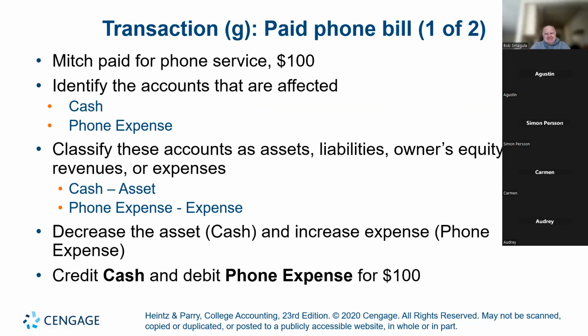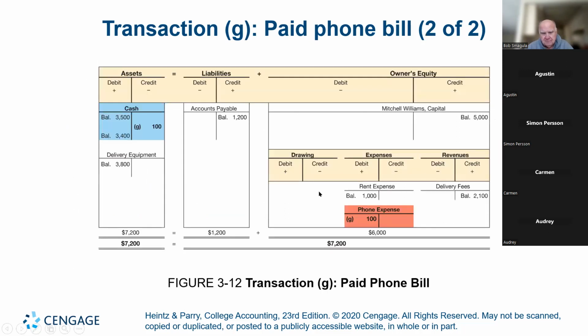Paid the phone bill. Same exact thing. We're recording an expense and then we're paying for it at the same time. So we're going to debit phone expense and credit cash. Okay? If the month ended right now, this company would have a profit of $2,100 less the $1,000 and the $100. They'd have a profit of $1,000. So this guy's doing pretty good so far, huh?